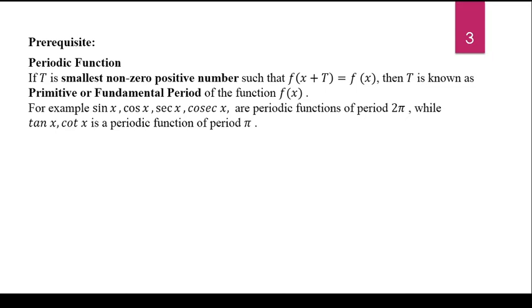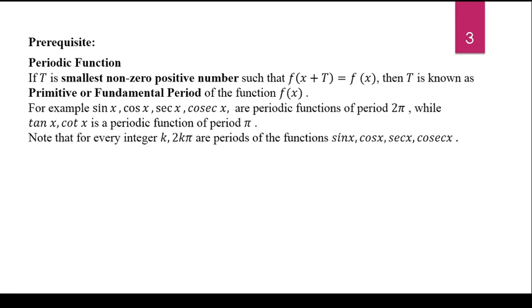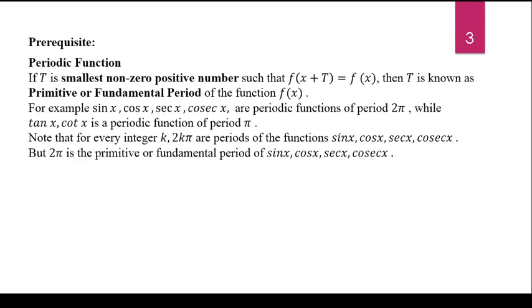Take f of x is equal to sin x. When we put x equal to x plus 2 pi and apply the formula of sin of a plus b, we get f of x plus 2 pi is equal to f of x, so 2 pi is a period of the function. Similarly, tan x and cot x are also periodic functions having period pi. Here 2k pi, where k is an integer, is the generalized period of the sine function and cosine function.